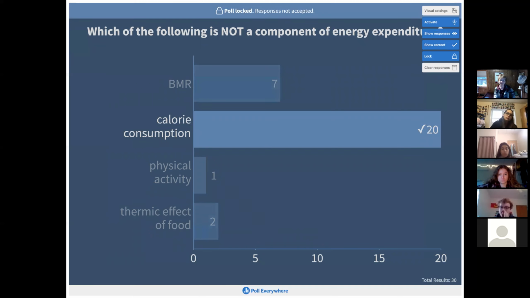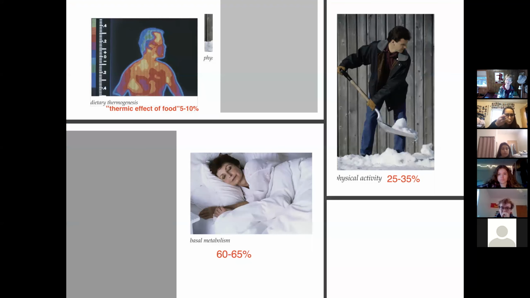Right, the correct answer is calorie consumption. Energy expenditure is made up of basal metabolism, physical activity, and the thermic effect of food, which are actually the 3 things you're calculating for your diet project for your energy expenditure, as well as you'll be calculating your energy intake.